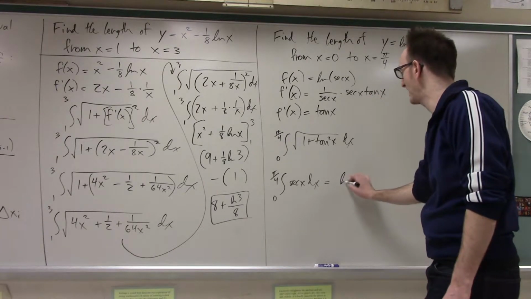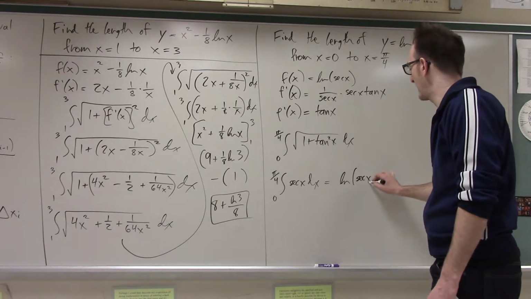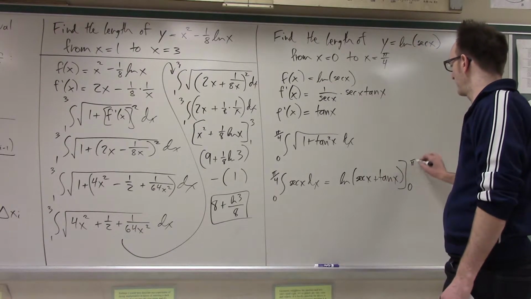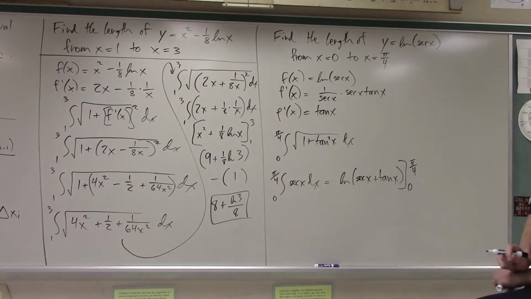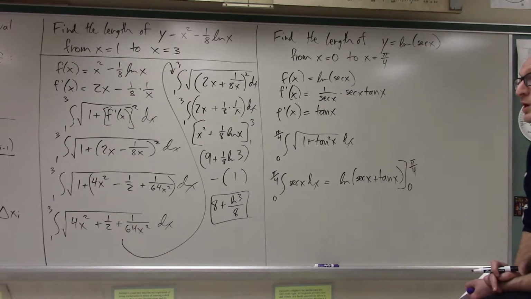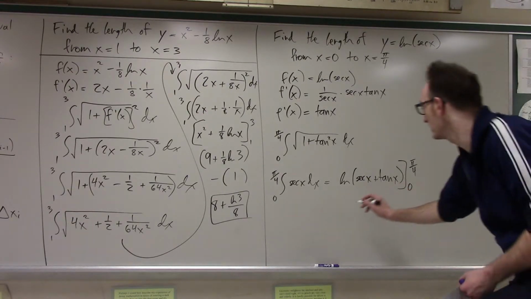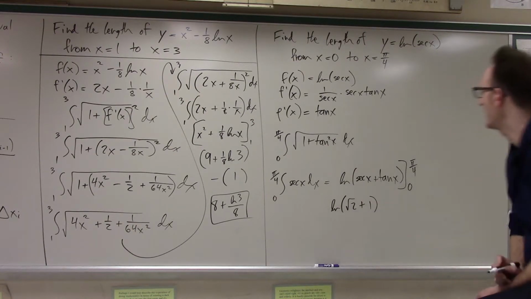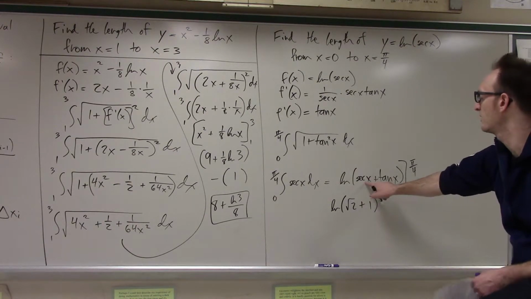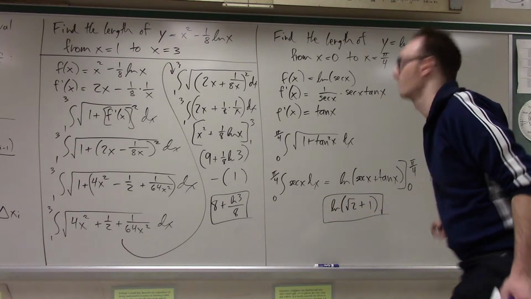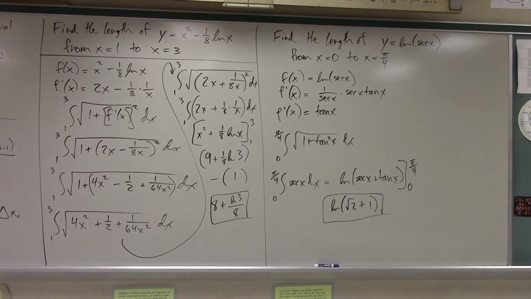So yeah, this is just ln of secant x plus tan x, evaluated at 0 and pi over 4. So the actual answer, let's see, secant pi over 4 is root 2, and tan is 1. So that's ln of root 2 plus 1. And if I plug in 0, secant 0 is 1 plus 0, and ln of 1 is 0, so this is just the answer. Okay, so that's regular arc length, so to speak.